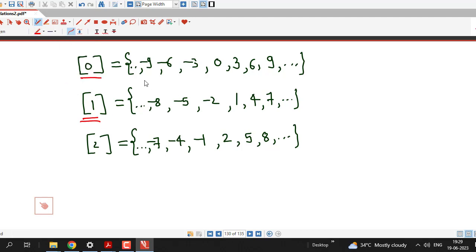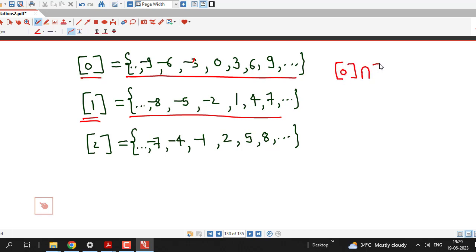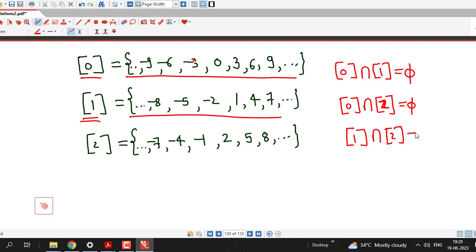if I take the intersection of these two sets, no element is common. Here we have multiples of 3 and there is no multiple of 3 here. So we can say that these two equivalence classes are disjoint. Similarly, if I consider the intersection of the equivalence classes of 0 and 2, then also you can observe that they are disjoint, and the equivalence classes generated by 1 and 2 are also not having any element in common.